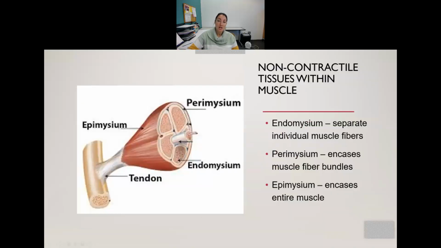Within the muscle itself, we have endomysium, that separates individual muscle fibers. Then we have perimysium, which encases muscle fiber bundles. And then we have epimysium, which encases the entire muscle. So we have individual fibers that are encapsulated in 3 different layers of connective tissue.